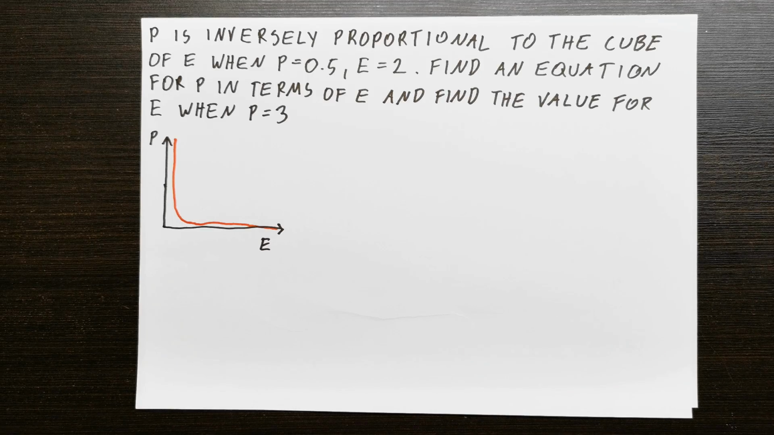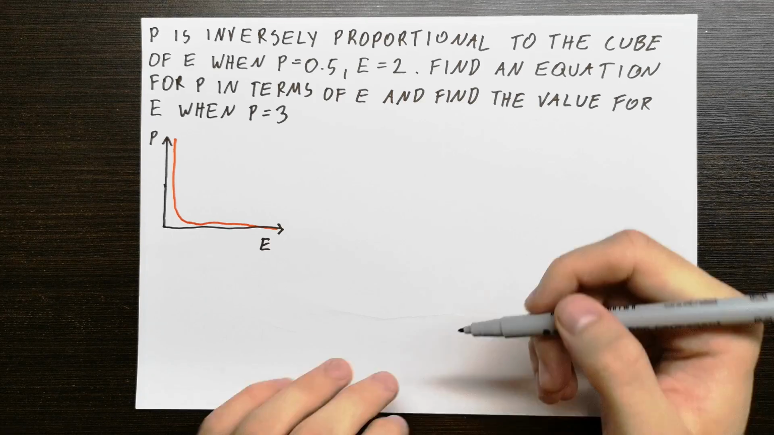Okay, so now again we are sticking to the core principles. The first principle was to write down the proportionality, simple as that. Now because P is inversely proportional to the cube of E, we are going to write it down like so.